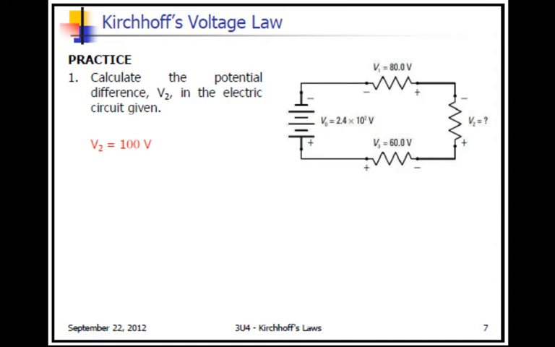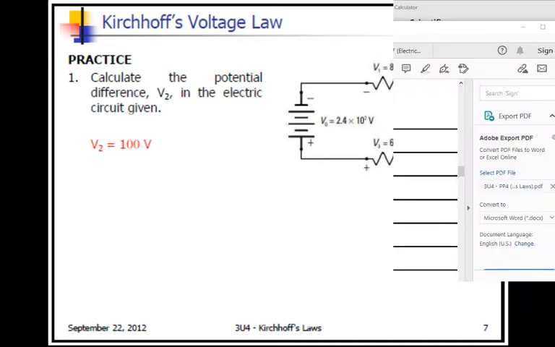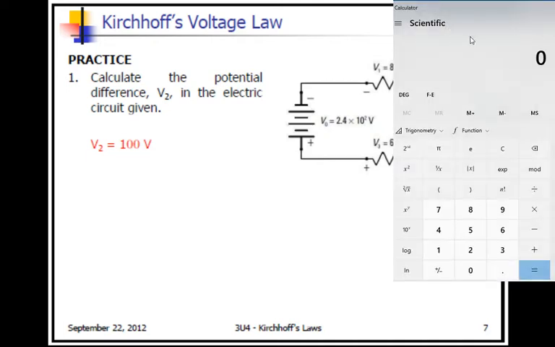Well, let's pull up our calculator here, but it is a simple calculation. We have 240 volts. That is equal to V1 plus V2 plus V3. So to find out what V2 is, we subtract from 240 the V1, which is 80, and the V3, which is 60. So we're left with 100 volts.